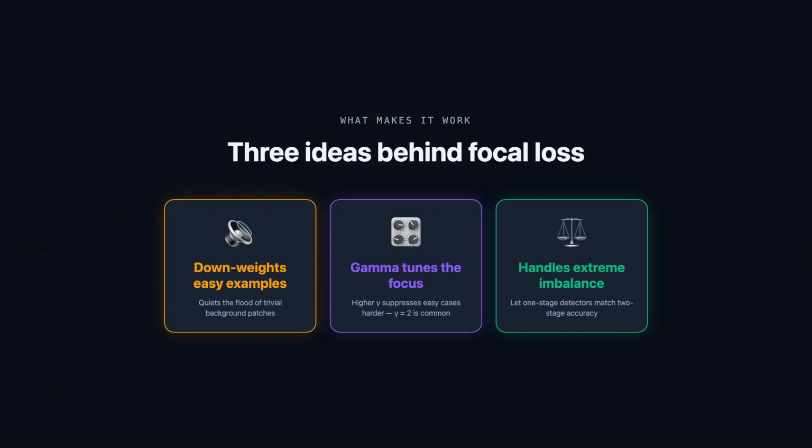That was the whole payoff. RetinaNet used focal loss to match the accuracy of slower two-stage models while staying fast, and the idea has since spread far beyond detection, showing up anywhere the classes are severely lopsided.